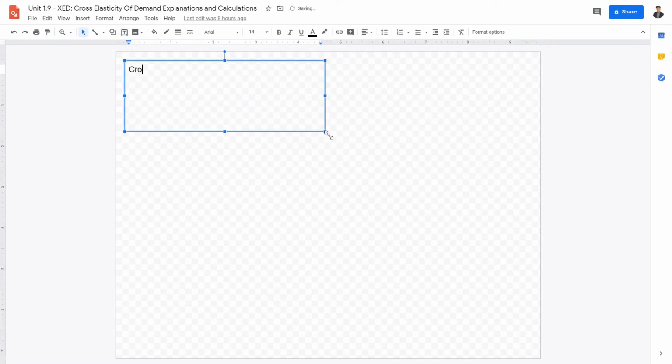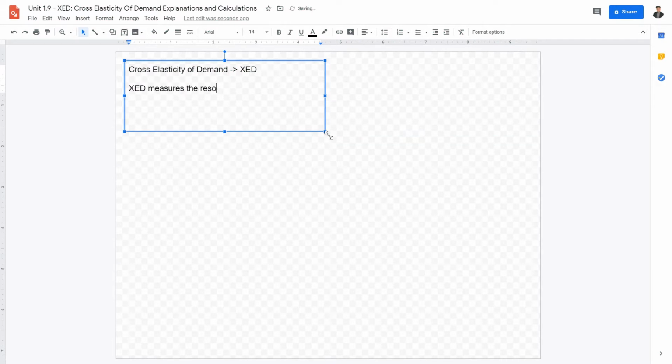Today on cross-elasticity of demand, we'll be going over what cross-elasticity of demand is, as well as some of the calculations concerning cross-elasticity of demand. So cross-elasticity of demand is what we abbreviate as XED.